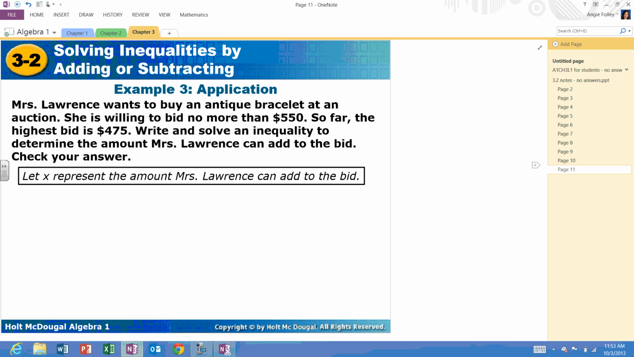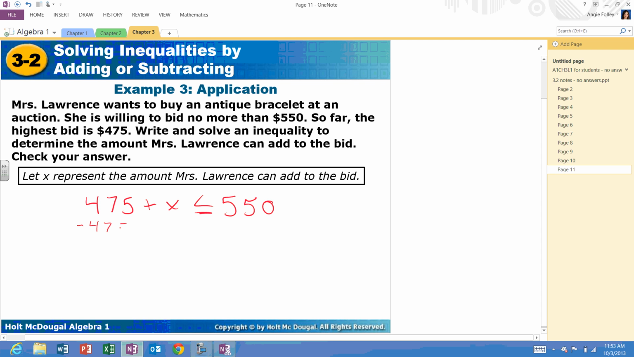Okay, so basically she can bid up to $550 and she's already spent or bid $475 of that. So we know that she's done $475. We want to know what can she add on to that, okay? So plus X. We don't know how much. What can she add on to that and still be at $550 or under it? So that means this left side has to be less than or equal to 550. Okay, so again, the 475 is what she has bid. We want to know how much more can she bid and still be at 550 or less. All right, so there's our inequality.